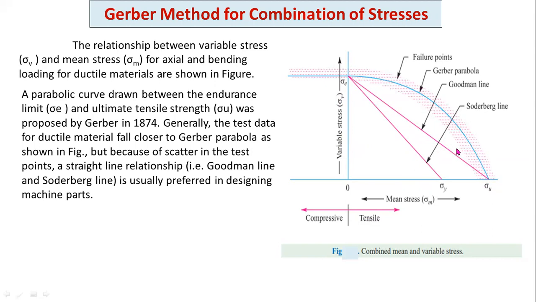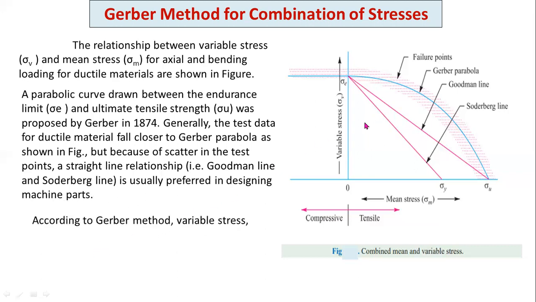But because of scatter in the test points, a straight line relationship, that is the Goodman line and Soderberg line, is usually preferred in designing machine parts. These two straight lines are usually preferred in the design of mechanical machine components. The Gerber method is not suitable because the failure points are very close to the parabolic curve. That's why we are not suggesting this Gerber parabolic method.